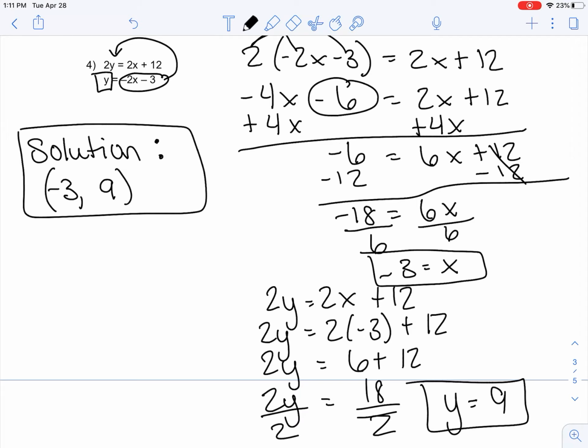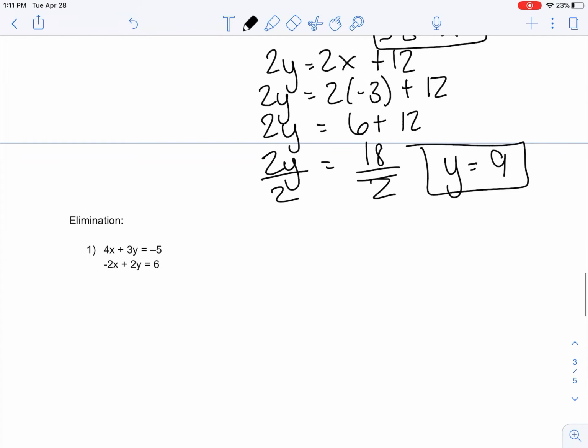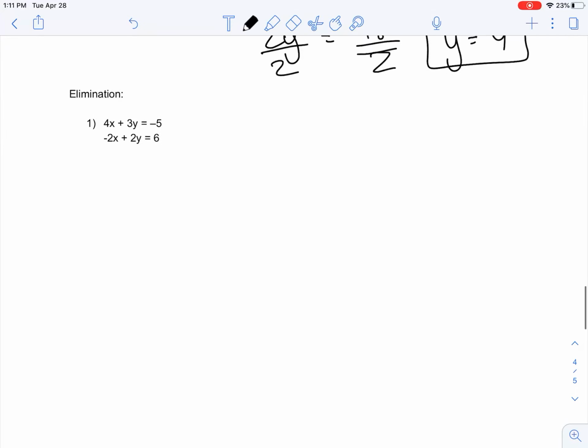All right. Next was elimination. So elimination is when we want to eliminate a variable. So if we look at our first system, right away, there's nothing that cancels out on its own. But we can multiply our second equation by something so that our x values will cancel out. So since we're not doing anything with the first equation, I'm going to write 4x plus 3y equals negative 5 over here.